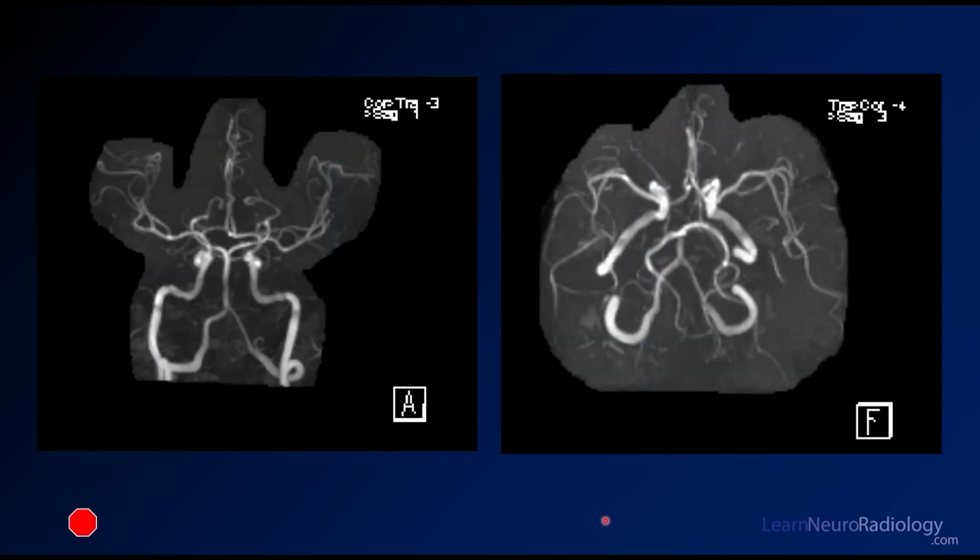Here's your MRA. This shows you two carotids look pretty good. The vertebrals look pretty good. Not a lot to see in terms of vascular abnormalities. So the vasculature is looking pretty good, at least from what you can tell on an MR angiogram.